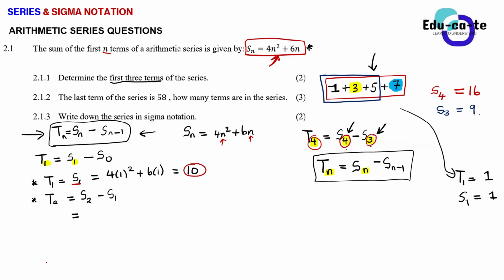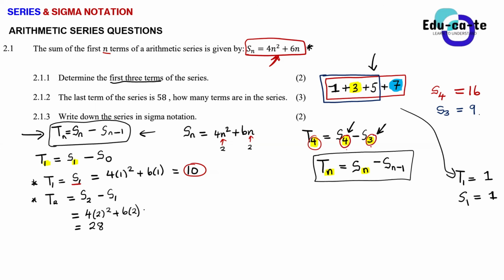You substitute the value of 2. So we substitute now the value of 2 where there is n to find the sum of the two terms. So here where there is n, I'm going to substitute 2. So this is going to be 4 times 2 squared plus 6 times 2. This will give me 4 times 4 plus 12. And 16 plus 12 will give me what? 28, right? So 16 plus 12 will give me 28.